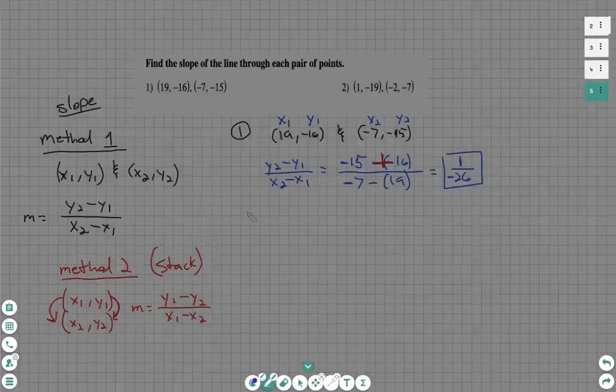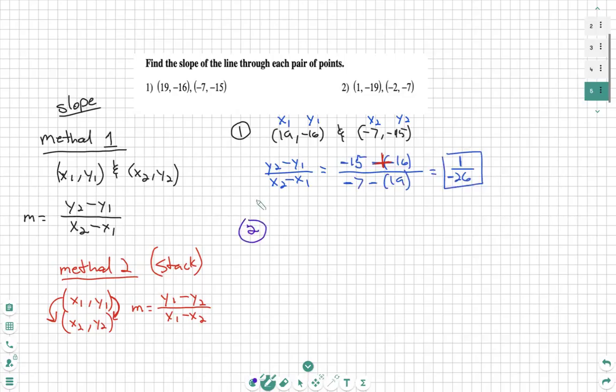Let's continue on to number 2. For number 2, let's try the stack method. I'm going to first write down the first point and then write down the second point. And remember, start with y first. So I'm going to go -19, follow the arrow, minus -7. I'm going to put that all over.